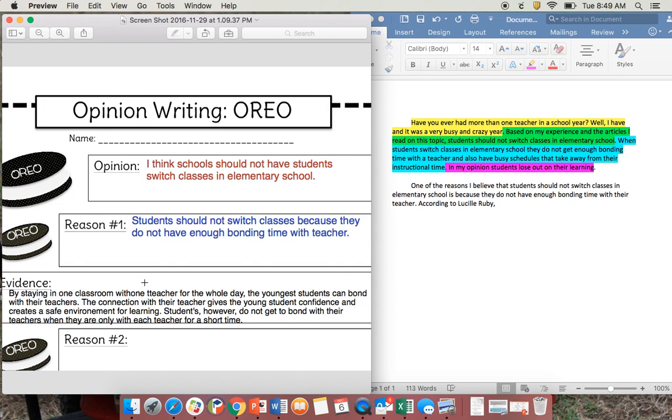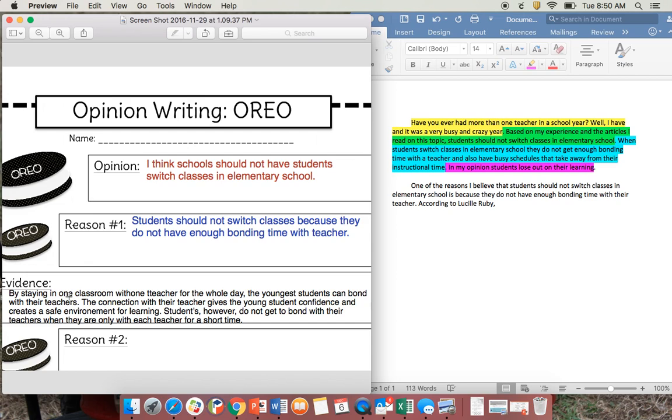Now I've cited my author. Now I need to find out what information I want to get. It says, by staying in one classroom with one teacher for the whole day, the youngest students can bond with their teachers. The connection with their teacher gives the young student confidence and creates a safe environment for learning. Students, however, do not get to bond with their teachers when they are only with each teacher for a short period of time. So I have lots of information here. I'm going to use those first two sentences.